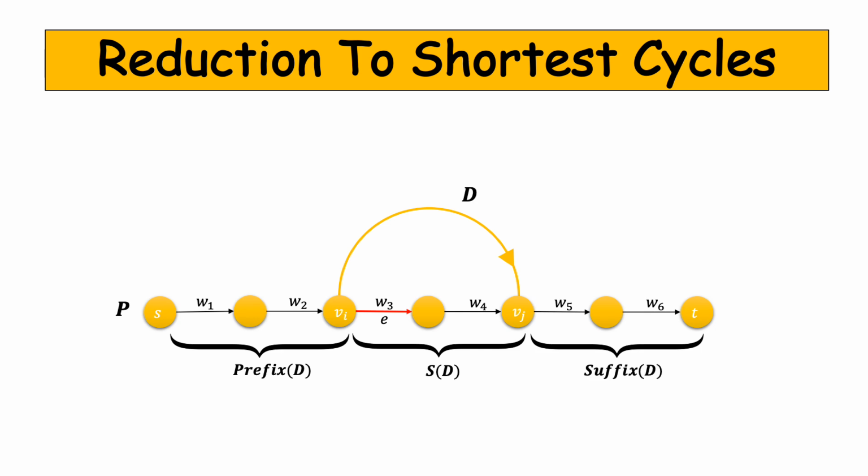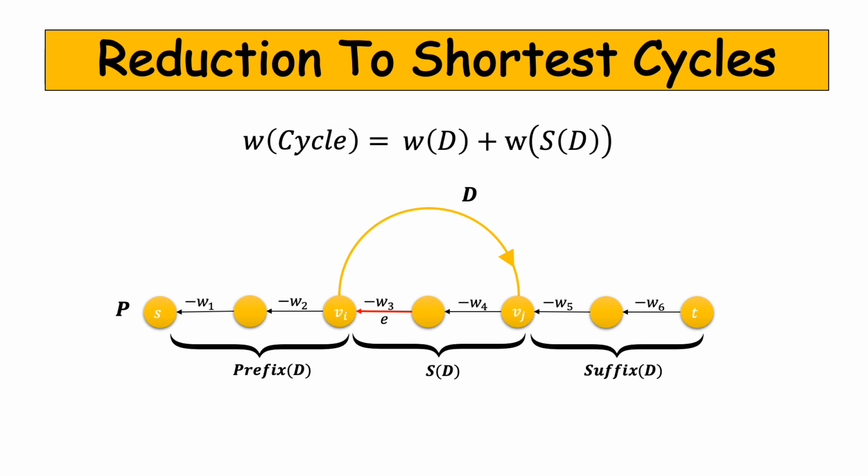Let us combine the two observations together. The first thing we do is flip the orientation of every edge in the path P, like so. Now the weight of the cycle is equal to the weight of D plus the weight of SD. If we also negate the weight of every edge in the path P, then the weight of the cycle becomes the weight of D minus the weight of SD, which is what we are actually trying to minimize, as we said in the second observation.